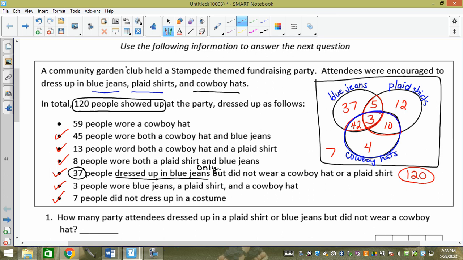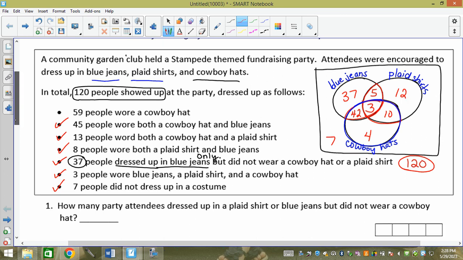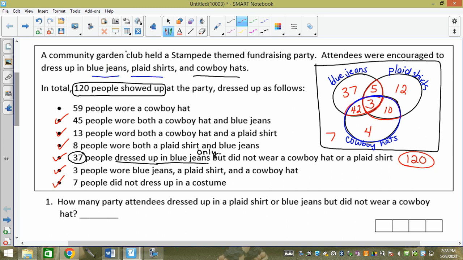Okay. How many party attendees dressed in a plaid shirt or blue jeans but not a cowboy hat? So or is what shape on a Venn diagram? A snowman. So I need plaid shirt or blue jeans, snowman. But then what do I kick out? The cowboy hat. So 37 plus 12 is 49 plus 5 is 50.